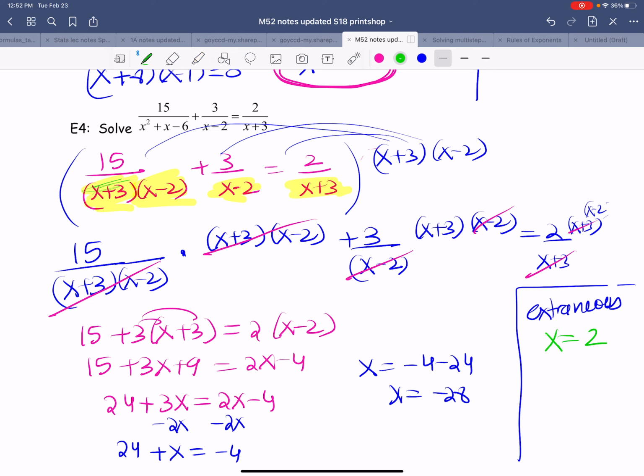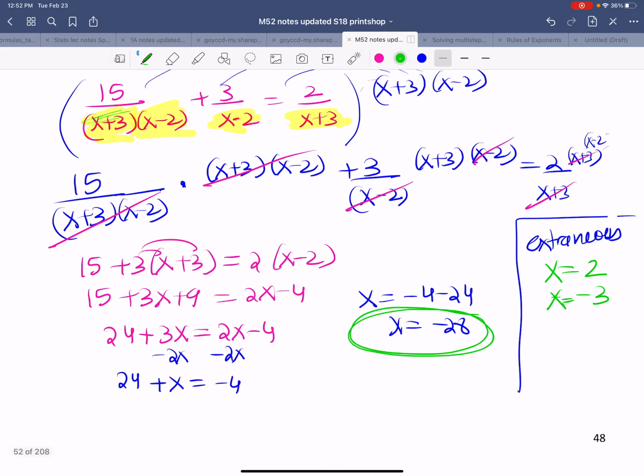Well, that looks like it would be x equals 2 and x equals -3 are not allowed numbers, but this is not one of them. So it's okay to go ahead and box, circle, and say, okay, this is our correct answer.